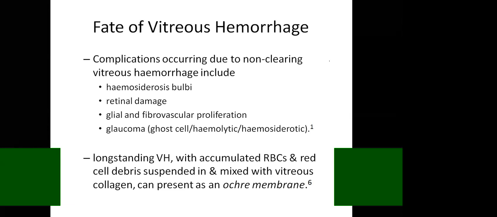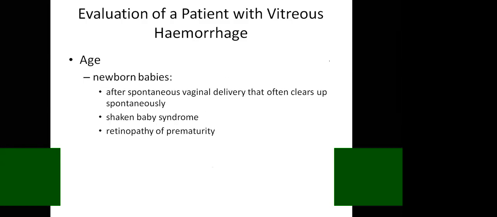So complications that can occur due to non-clearing vitreous hemorrhage include hemosiderosis bulbi, retinal damage, hypovascular proliferation, and glaucoma. And there's a feature that one might see in patients who've had long-standing vitreous hemorrhage called an ochre membrane. It's a yellowish membrane-like vitreous opacity that is composed of accumulated red cell debris mixed with vitreous collagen.